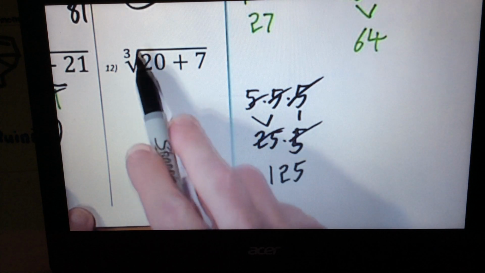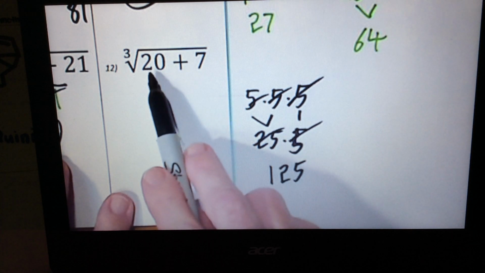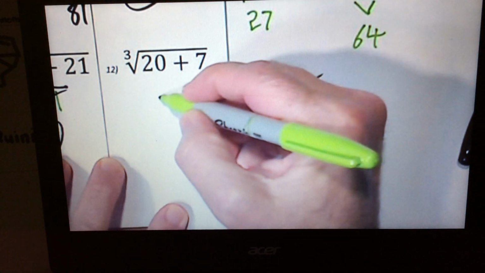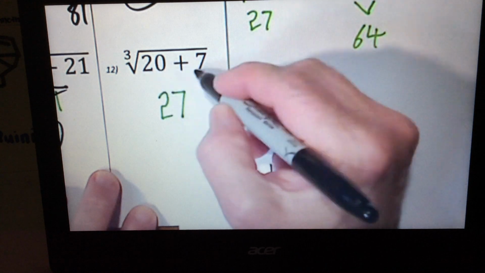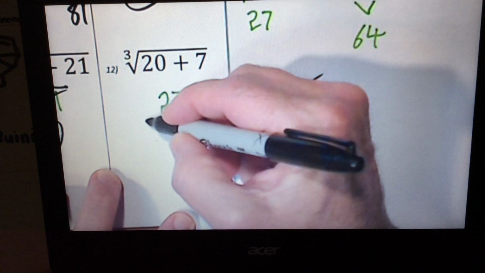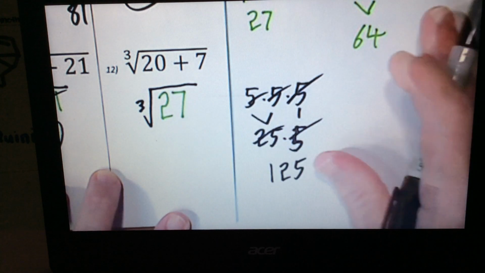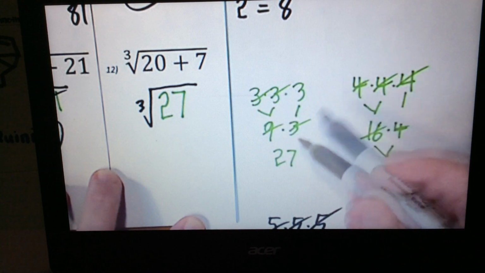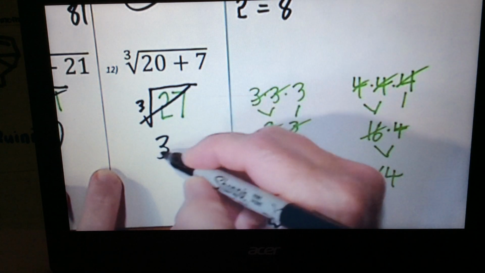Keep in mind that the radical symbol is a grouping symbol. So first we'll add the 20 and the 7. That will give us 27. But again, I have not taken the cube root of this number. I've only combined what's inside the radical symbol. So I still have to find the cube root of 27. And a little bit earlier in our work, we found that 3 times 3 times 3 gives us 27. So the cube root of 27 is 3.